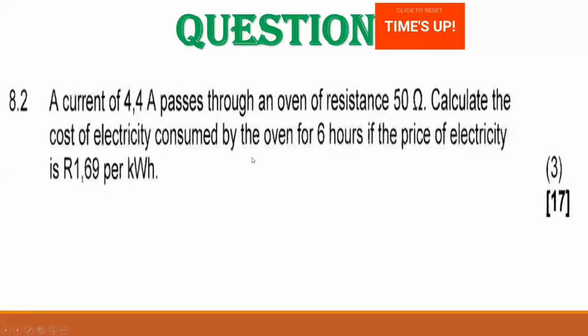Next question. I think it is the last one. Yeah, today's last question. We have a current of 4.4 A, for an oven of resistance 50 ohms. Calculate the cost of electricity by using it for 6 hours. Price is given in rand, South African rand. So let's try. Let's give you time. Per kilowatt hour, 1.69 you are paying. So what is your cost for this?